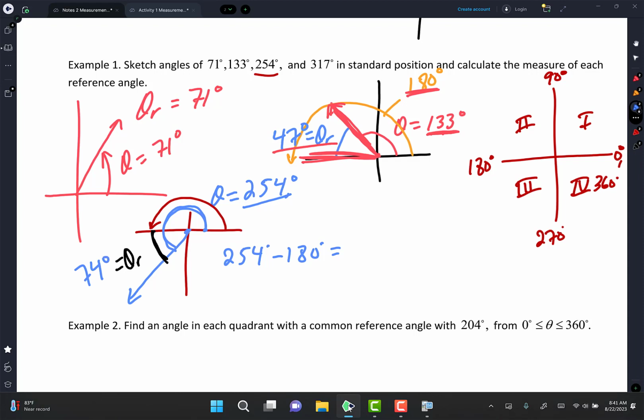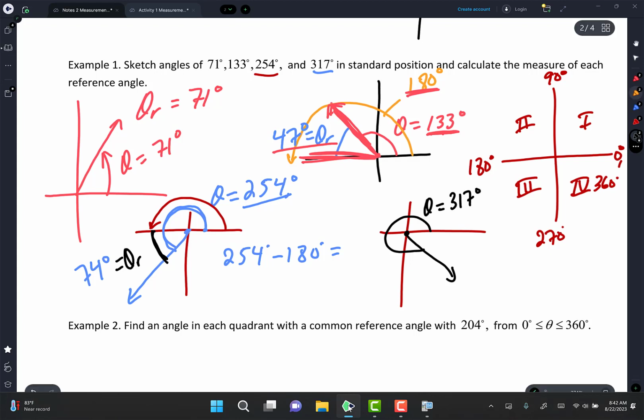How do we feel? Okay. So now let's do the 317. That is larger than 270, but smaller than 360. What quadrant are we in? The 4th quadrant. So here is my grid. I'm going to exaggerate quadrant 4, and I'm going to start like this. Positive x-axis all the way like that. Origin. That in black is theta equals 317 degrees. I need to figure out what this in burnt orange is. That's my reference angle. I am that many degrees away from doing a whole revolution.